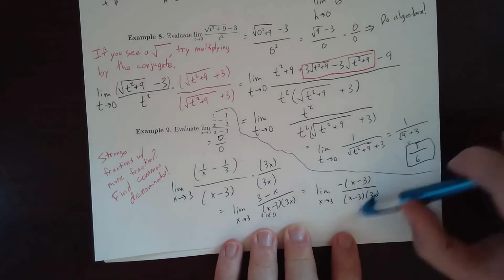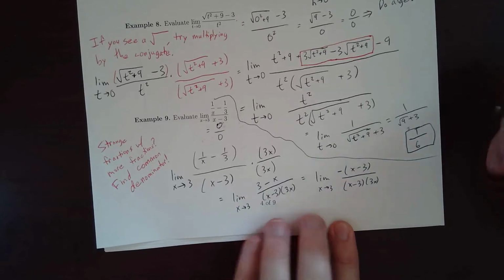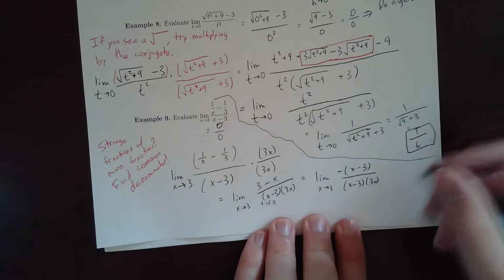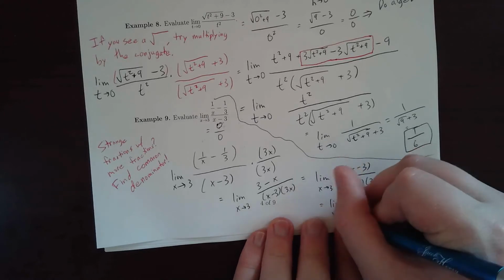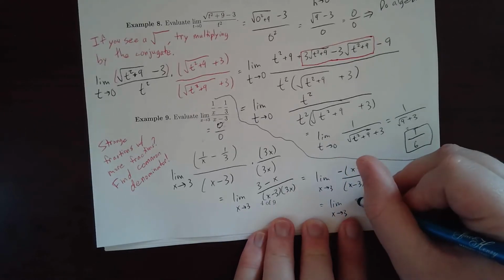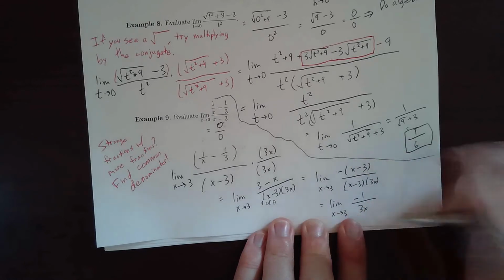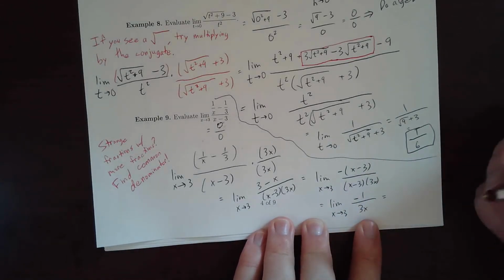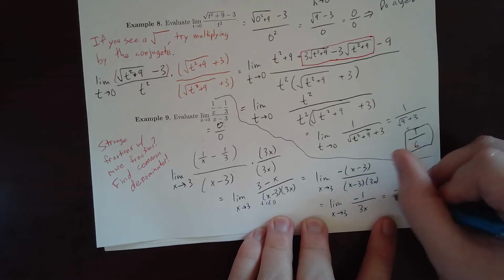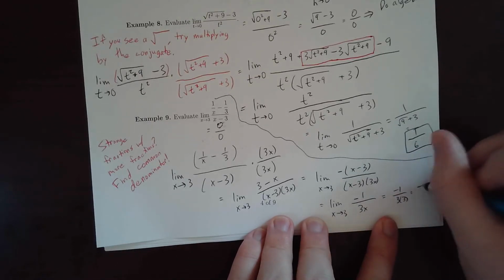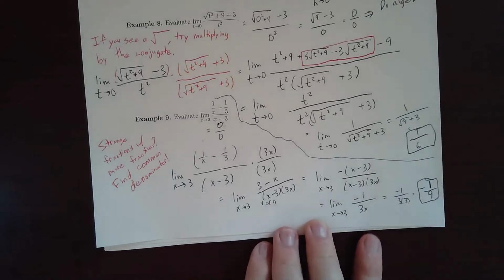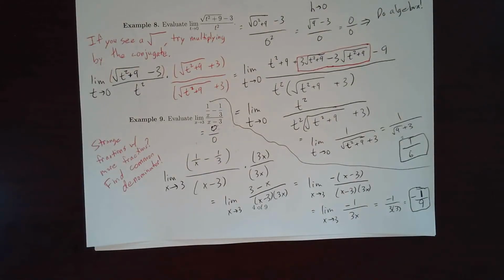So again, these x minus 3's now get to cancel, and by canceling these two, we'll be left with the limit as x approaches 3 of negative 1 over 3x. And so by plugging that in, we'll just get negative 1 over 3 times 3, which will be negative 1 over 9. So these just highlight for us some of the very common techniques we will have when we're trying to evaluate our limits in an algebraic sense.